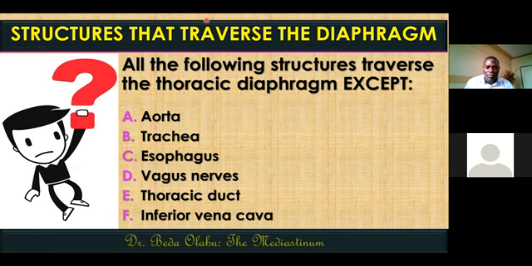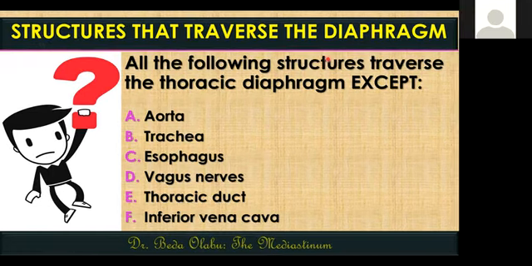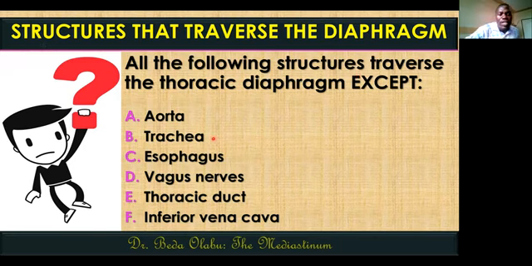Okay, I'm unable to get Florence. John has chosen B. So John, tell us why you've chosen B. I've chosen B, trachea, because it's the windpipe. And we saw that it's not supposed to go through the diaphragm because it supplies the lungs. Very good. So the correct answer here is the trachea.